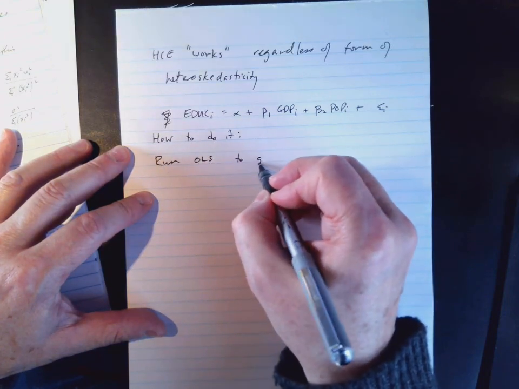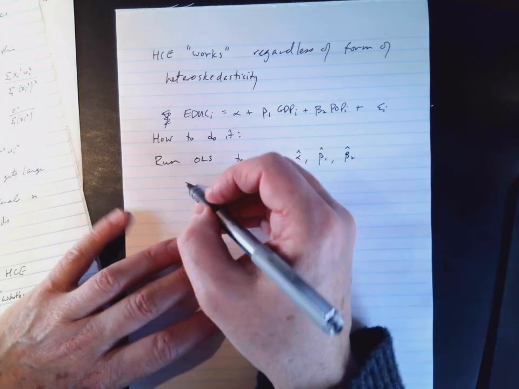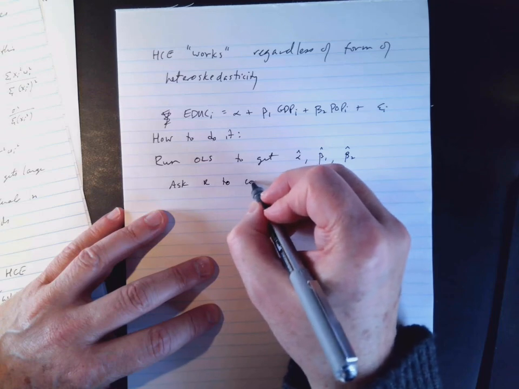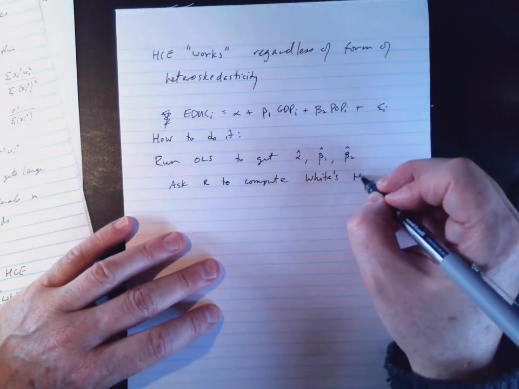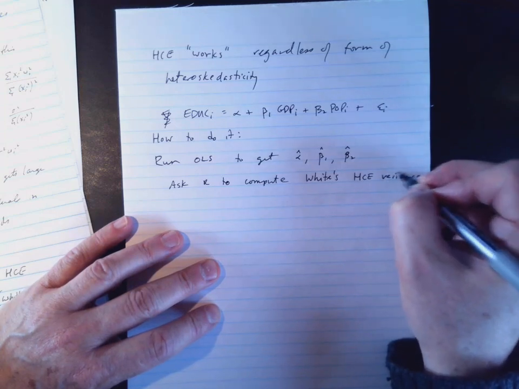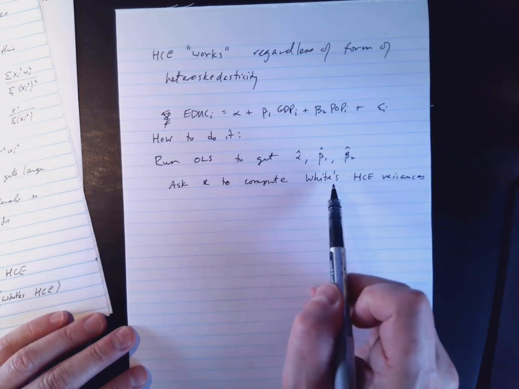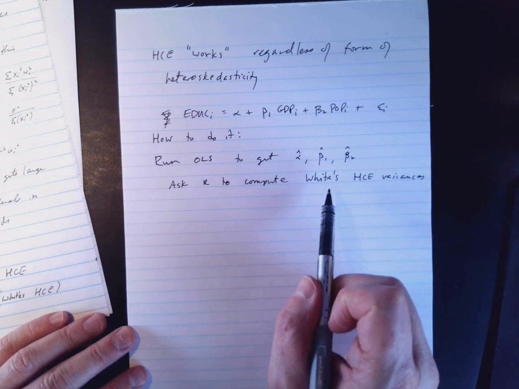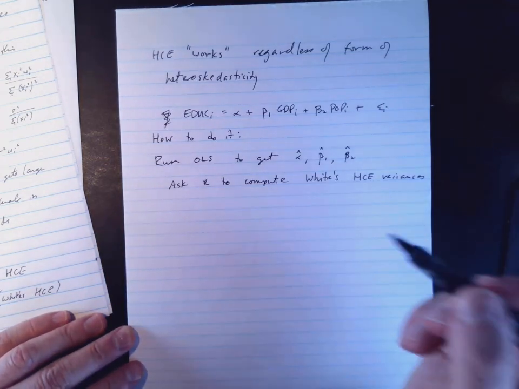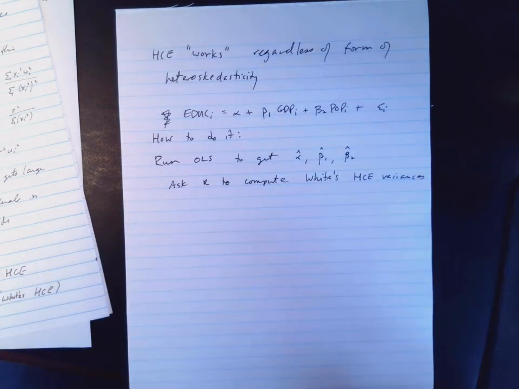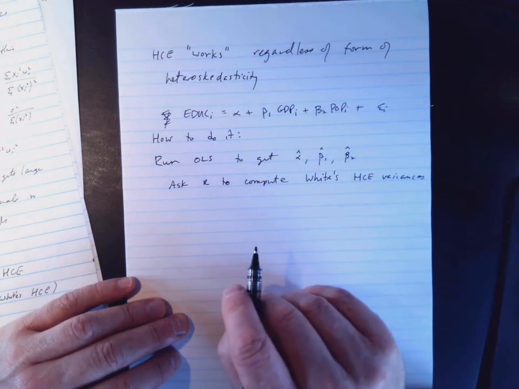Run OLS to get alpha hat, beta 1 hat, beta 2 hat. And then you just ask R to compute what are called White's HCE variances. And then R just knows to apply the matrix version of White's formula. It's a bit longer than the OLS formula, but it just uses the matrix version of the formula that I just showed you, and it will then give you heteroskedasticity consistent variance estimates.